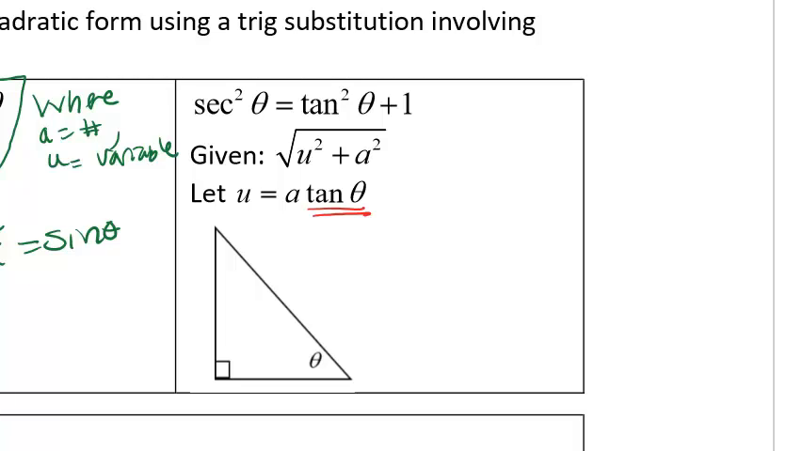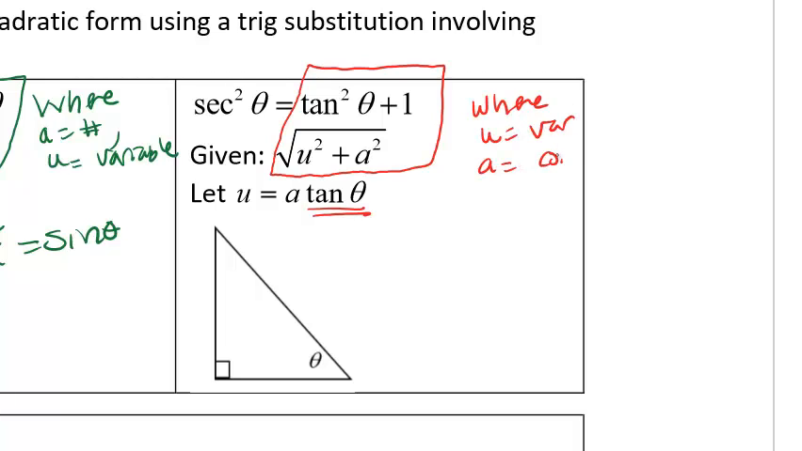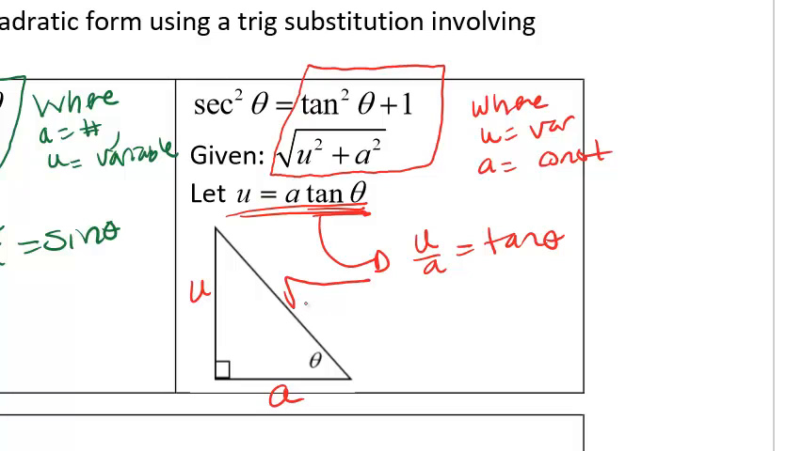Finally, the last one, if we end up with something that is a variable squared plus a constant squared. So again, this is going to be where u is equal to a variable and a is equal to some constant or some number. We would let our substitution be for tangent. We would replace our variable with tangent. So again, solving this for tangent, u over a is equal to the tangent of theta. And setting up our triangle, again, if this is theta, u would be the opposite side. The adjacent side is a. And using Pythagorean theorem, we'd get that the hypotenuse is the square root of u squared plus a squared.